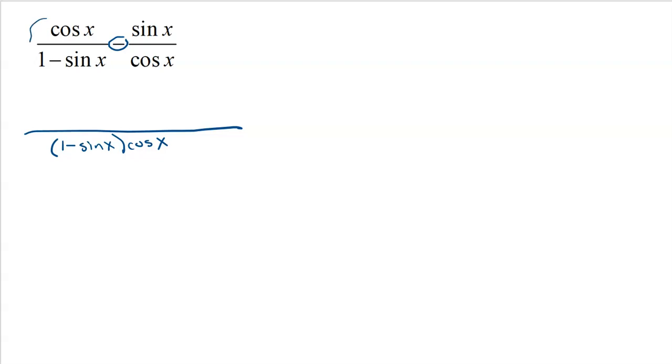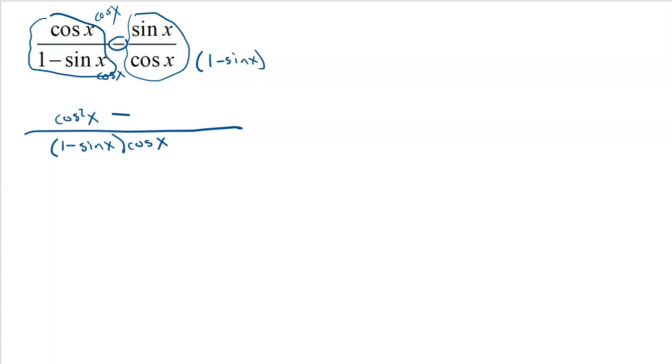All right, so this fraction right here has the 1 minus sine. What he needs is the cosine. That's no problem. As long as I multiply both the numerator and the denominator by cosine, I get the common denominator. So the numerator is going to be a cosine squared, because cosine times cosine is cosine squared. Minus. All right, this fraction has the cosine. He needs the 1 minus sine. So I'll multiply numerator and denominator by 1 minus sine of x to get that common denominator.